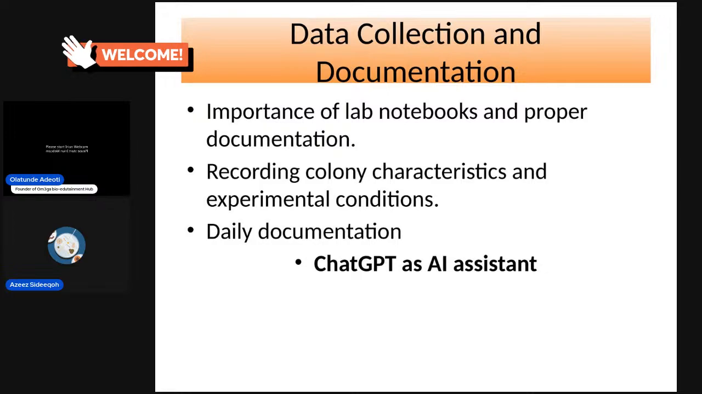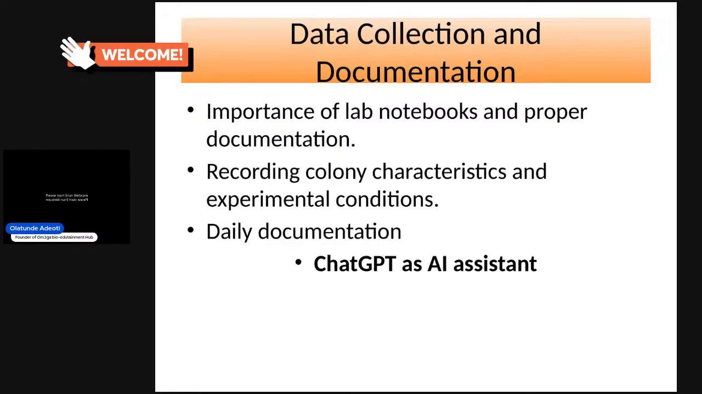Recording colony characteristics and experimental conditions, so you have to be documenting them. At what time, including the time of collection, the time you are doing that, all the details of your procedure. That's why your laboratory notebook is very, very important, and your documentation has to be daily. So don't say that today you have done isolation or sample collection, and you won't document the second day. Every day, you have to use documentation for that.